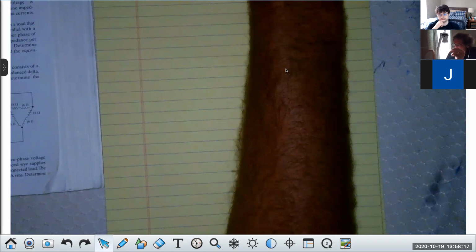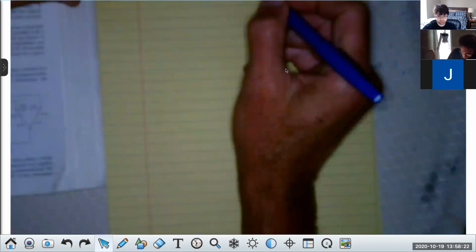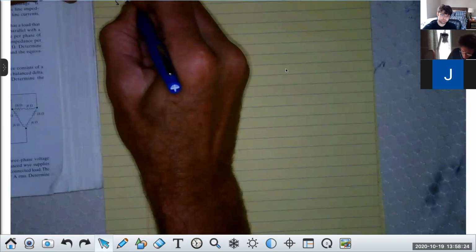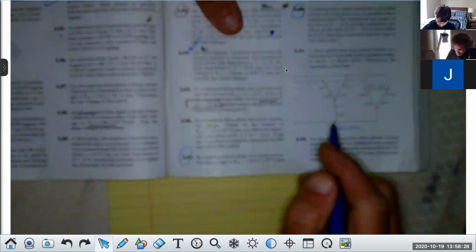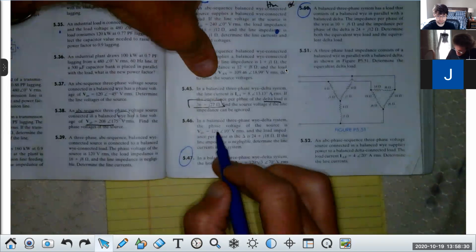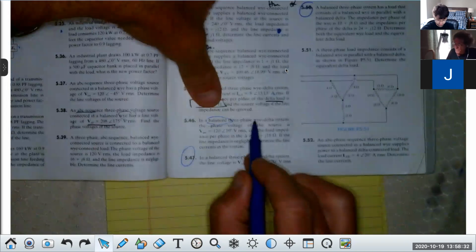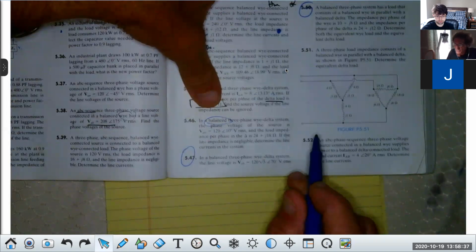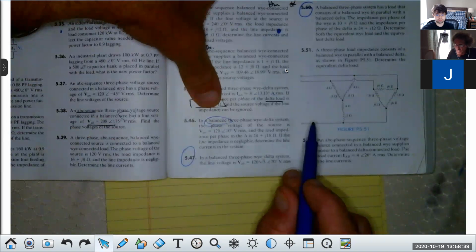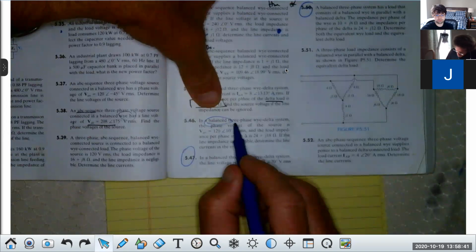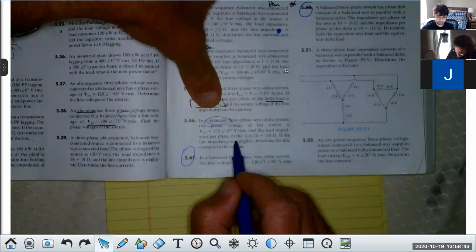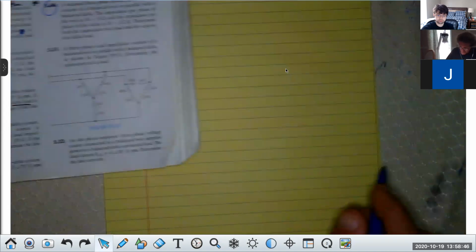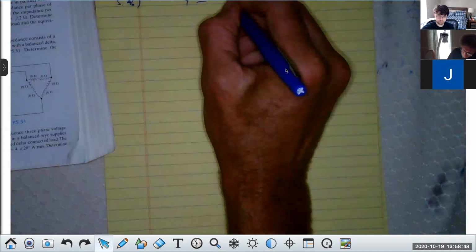All right, now, this is going to be 546. It says in a balanced, and by the way, that word will repeat itself ad infinitum because you don't know how to do a non-balanced system. That would be where the loads are different values, a much more complicated problem. In a balanced 3-phase Y delta system, so right off the bat, you do Y delta, right?